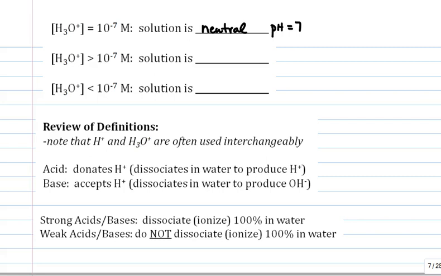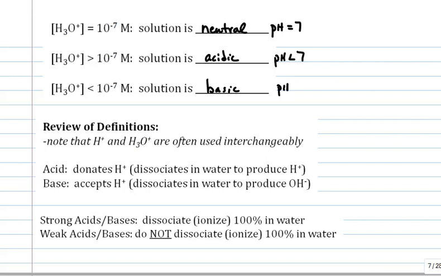If the hydronium ion concentration is greater than 10 to the minus 7th molar, by definition, the solution is acidic. And of course, the pH will be less than 7. We know that. If the hydronium ion concentration is less than 10 to the minus 7th molar, the solution is said to be basic.